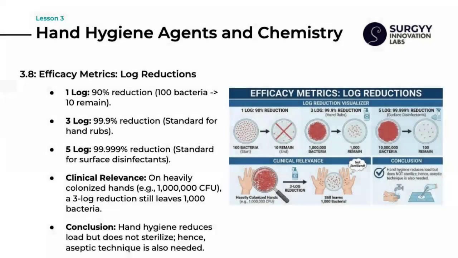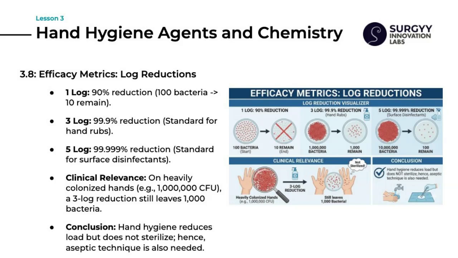Lesson 3, Hand Hygiene Agents and Chemistry, 3.8 explains efficacy metrics and log reductions. A 1 log reduction represents a 90% reduction, where 100 bacteria are reduced to 10. A 3 log reduction is a 99.9% reduction, which is the standard for hand rubs. A 5 log reduction means a 99.999% reduction, the standard for surface disinfectants.